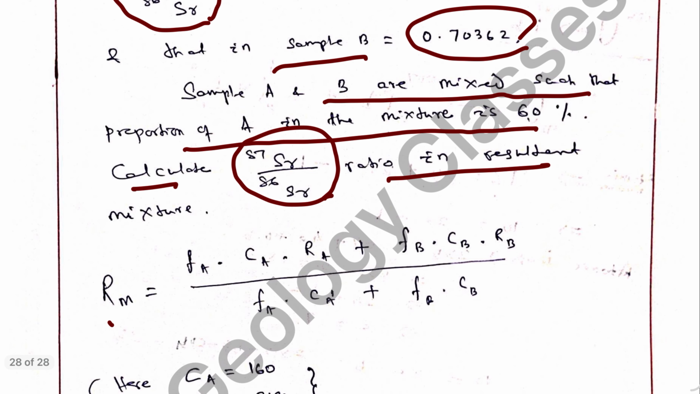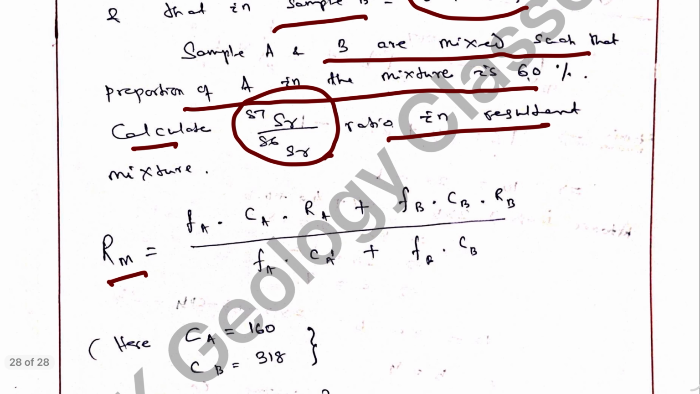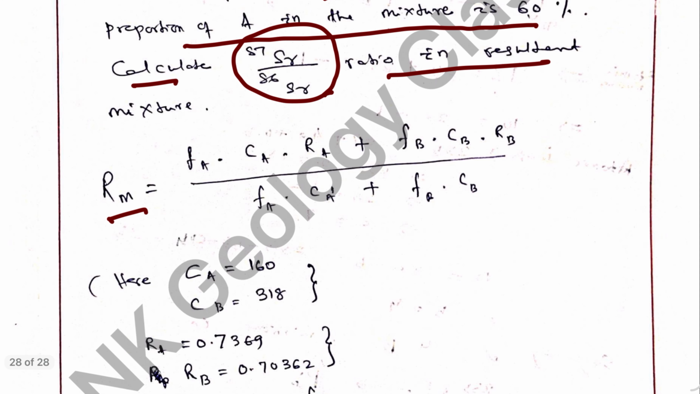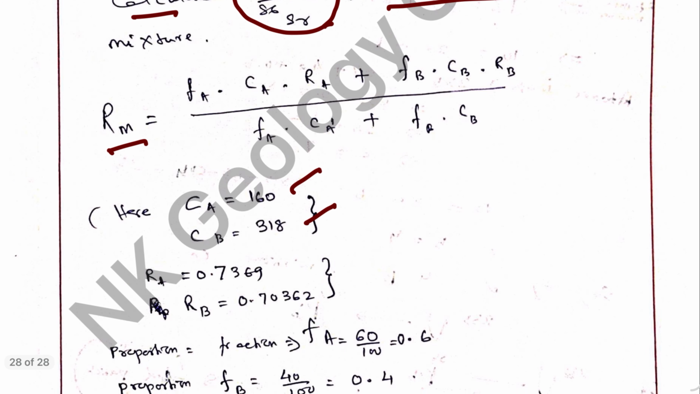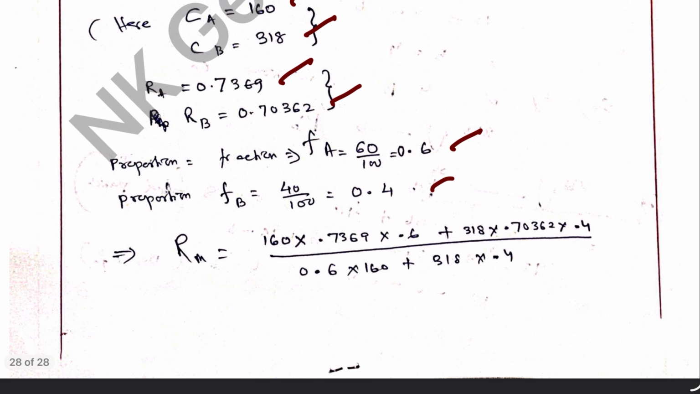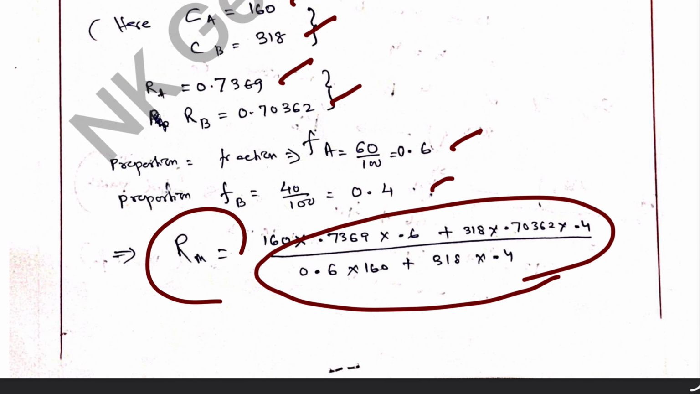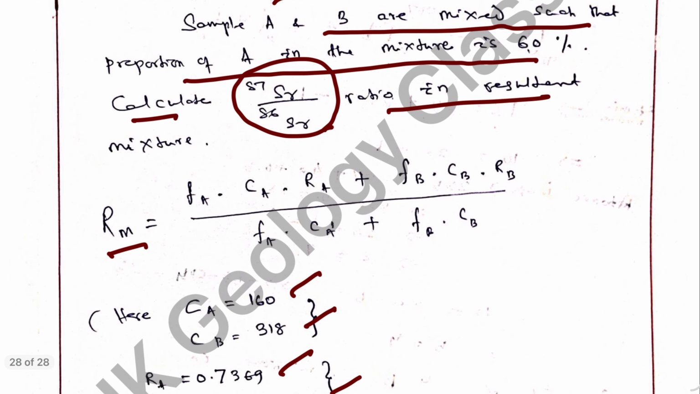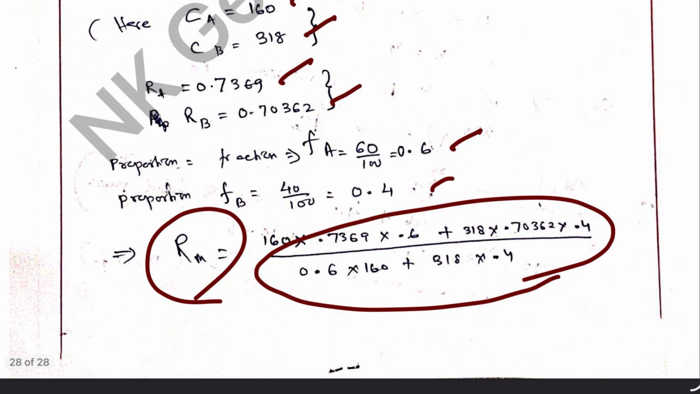This is the question. So Rm is equal to Fa Ca into Ra plus Fb Cb Rb, divided by Fa into Ca plus Fb into Cb. Here Ca is 160 ppm, Cb is 318 ppm, Ra is known, Rb is known. The proportion of fraction in A, Fa, is 60%. Fb will be 40%. So putting all these in, we get the Rm ratio in the mixture.